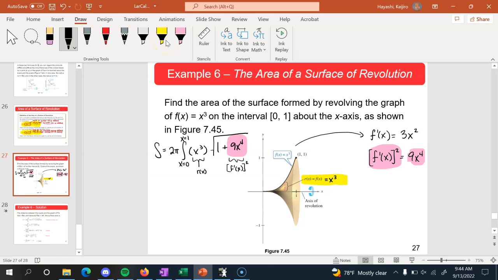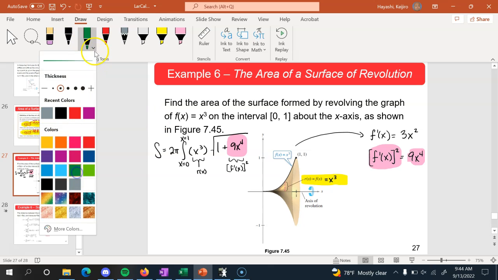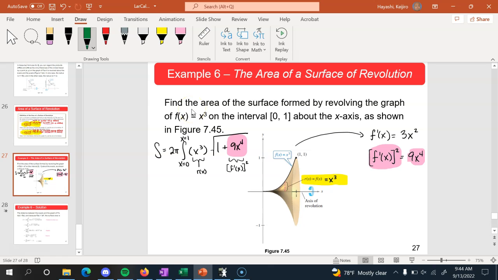That's just sort of the two bits that you need to identify. What is r of x? What is f prime of x squared? But this is actually all ready for a u substitution, because if we let u equal this 1 plus 9x to the 4th, well then du is going to be 36x cubed dx. And we have that, and we have the x cubed that we need. It's literally right there, right outside the square root.